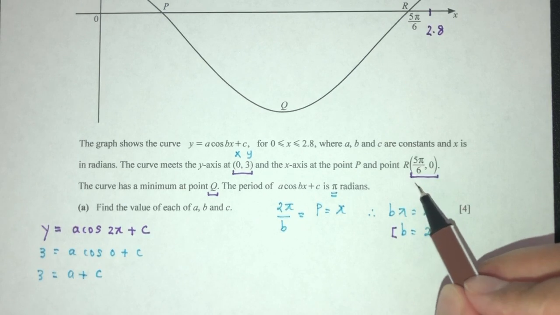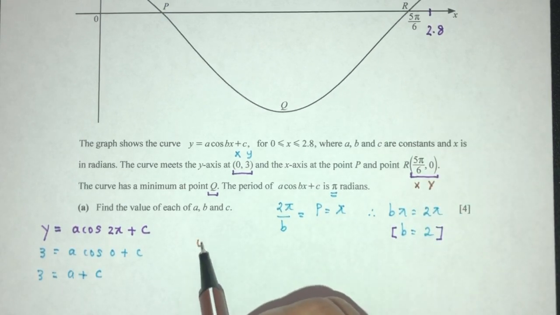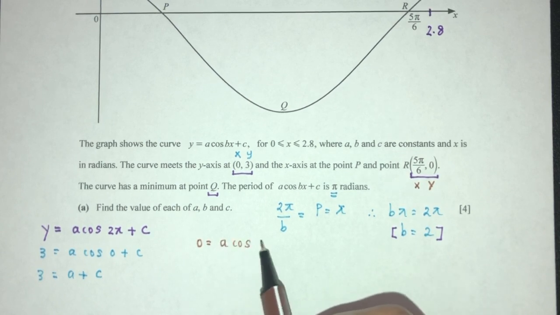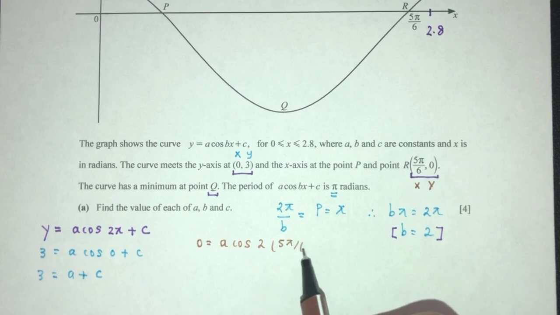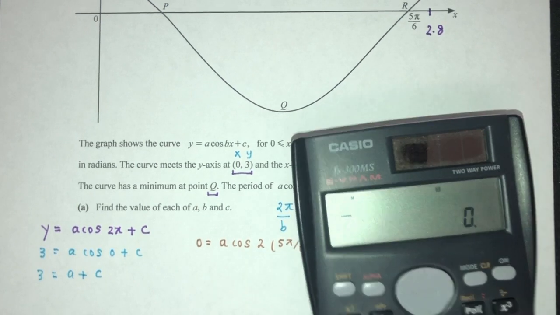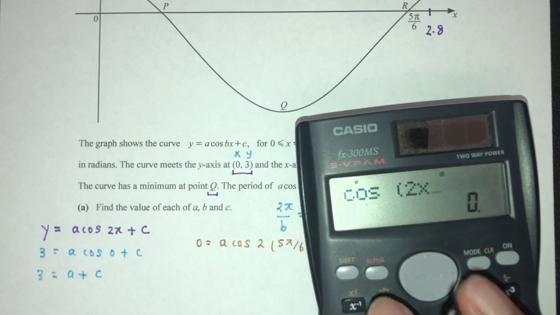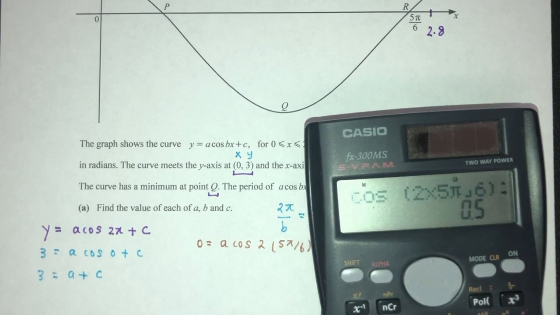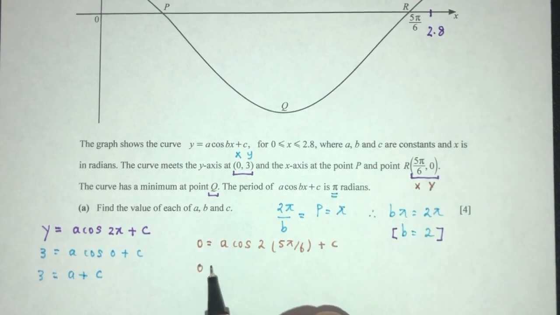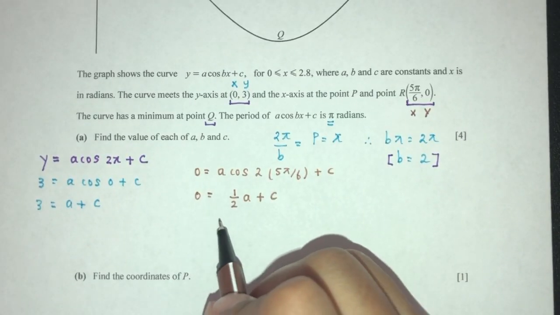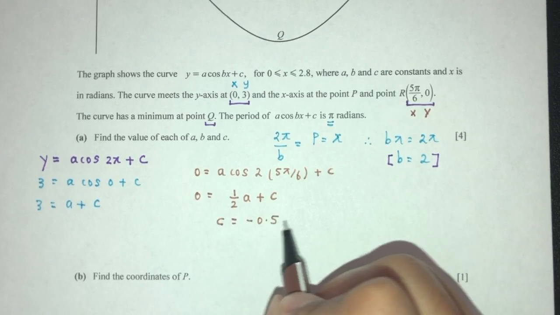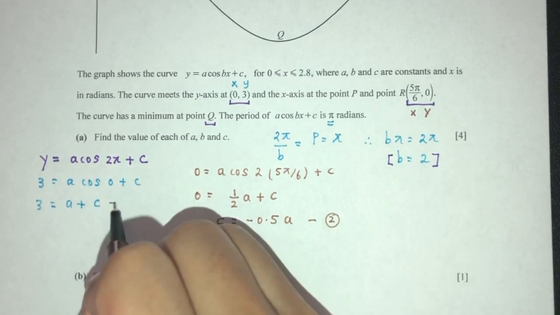Now for this one, this is my x and y value. y will be 0. Here we have 0 equals a cos of 2 times 5 pi over 6, plus c. We have to use radians here. Cos of 2 times 5 pi over 6 will be 0.5. So you have 0 equals half of a plus c. Which means c has to be minus 0.5a. Equation number 2.